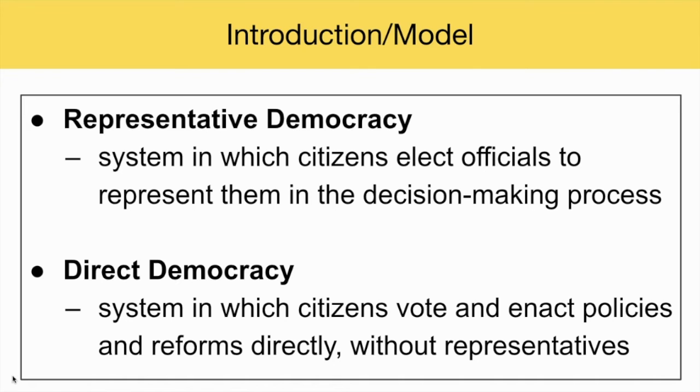Representative democracy is a system in which citizens elect officials to represent them in the decision-making process. Direct democracy is a system in which citizens vote and enact policies and reforms directly without representatives.